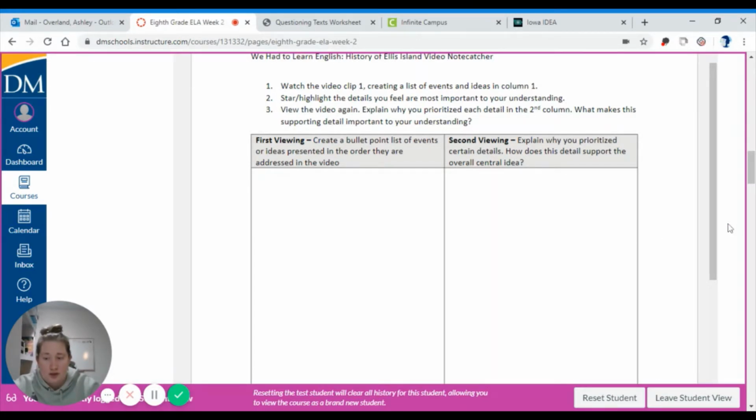So that's your first section. If you don't use this and you just write on a piece of paper, feel free to email it to me. Just shoot a picture and send it to me in Teams or in my email, and that way I can kind of see what your brain is doing.